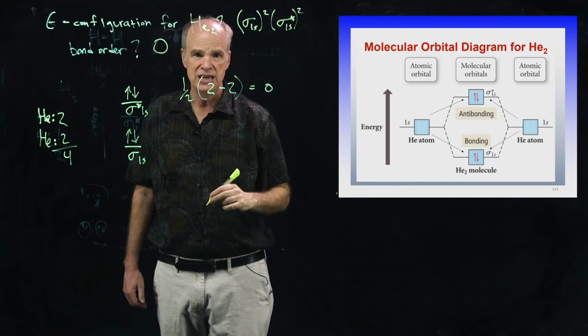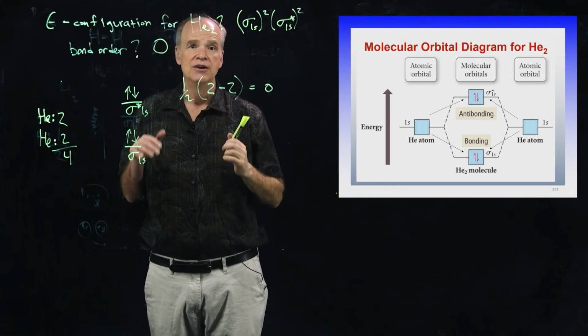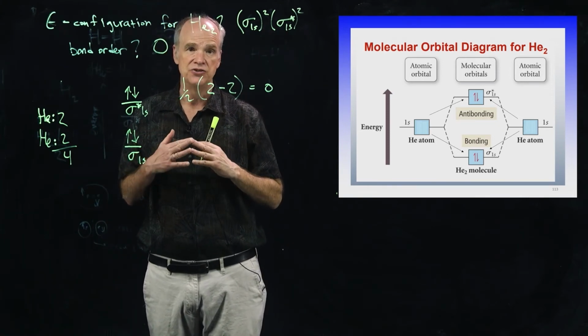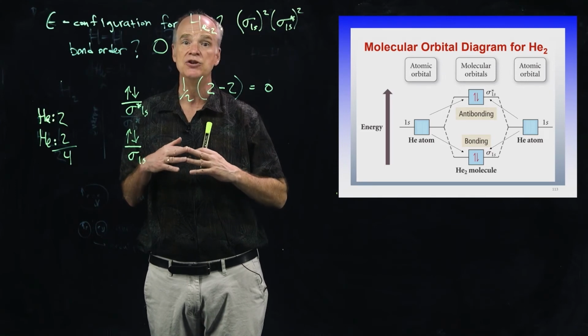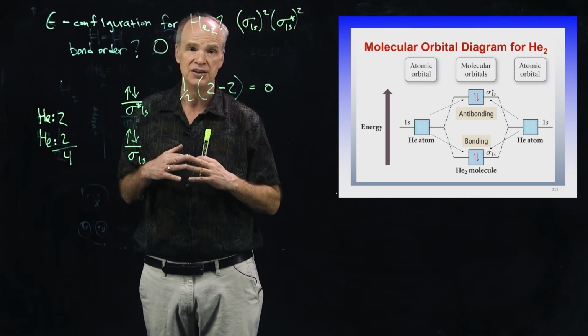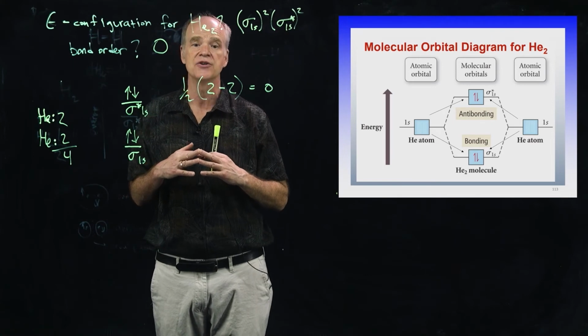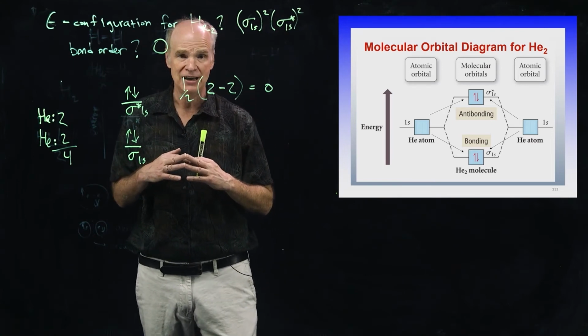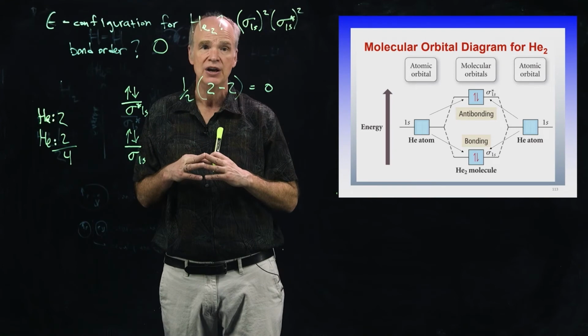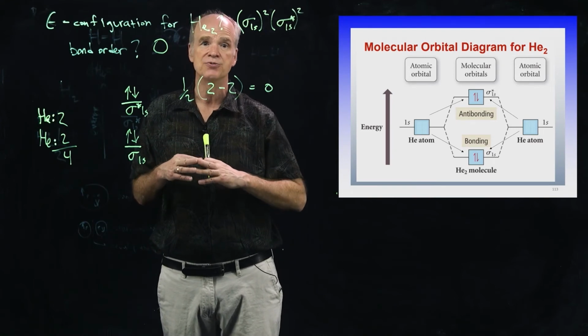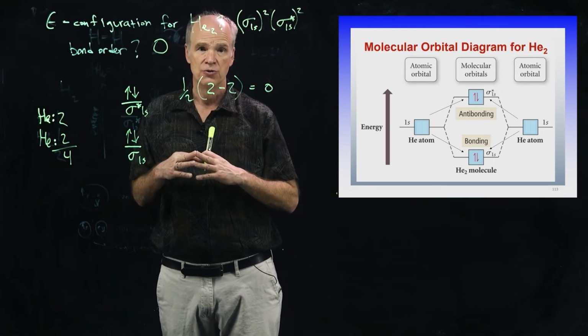What does that mean? It means that it is predicted between 2 helium atoms that you would have no bonds form between them. And so you would never get them bonded together. So if the bond order for a molecule is 0, it predicts that those atoms will never get together to form a molecule.